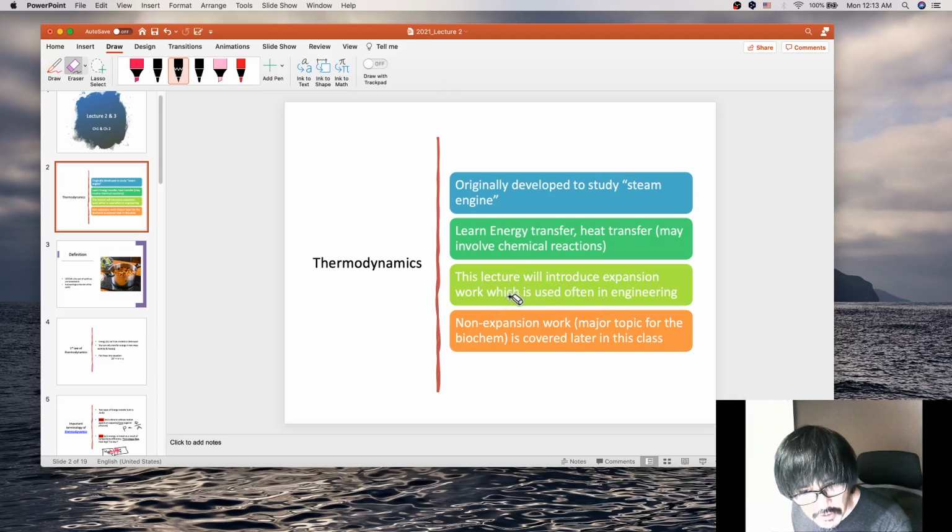For the work, we are going to talk about the expansion work only, which is used fairly often in engineering, but not very common in biochem. Biochem is more or less the study of non-expansion work. That's the truth to biochem, and it's covered in the later part of this class. So we're not ready to talk about any of those; we're going to come back to the non-expansion work later.